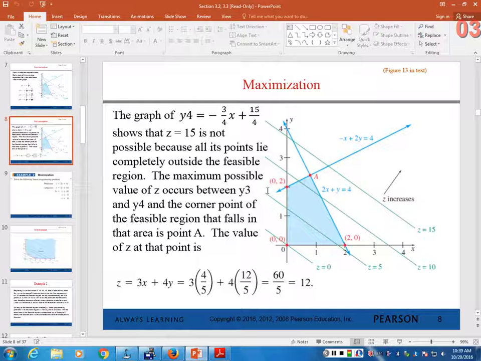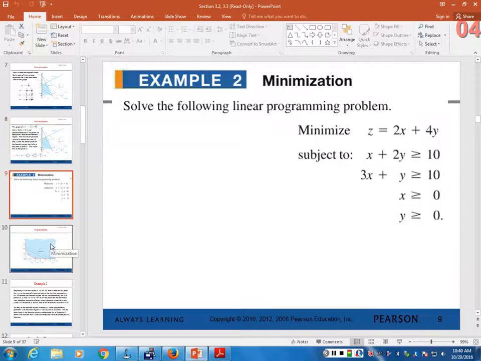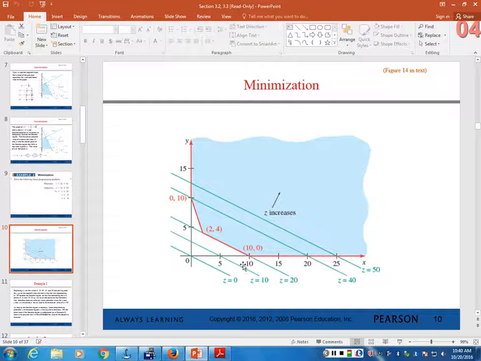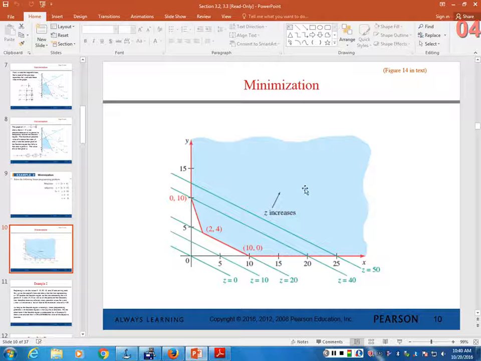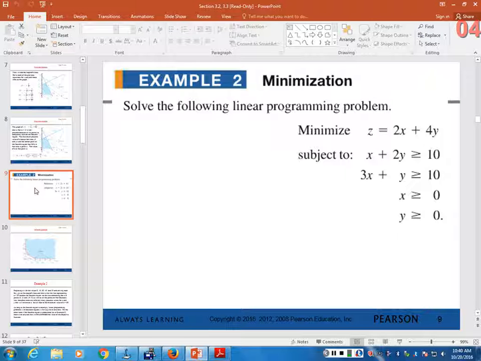And what the corner point theorem actually tells you is that if you're trying to maximize, all you really have to do is substitute in the corner points. And if you substitute in the corner points, then you'll either find the maximum or the minimum. And I'll demonstrate that for you. In this problem, since we're doing a minimization problem, what you want to do is remember that z increases as we go outward still. But this is a minimization problem, not a maximization problem. So this time, we're going to be looking toward the lines toward the bottom. So let's look at this example.